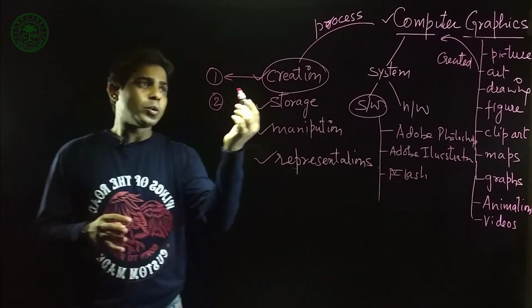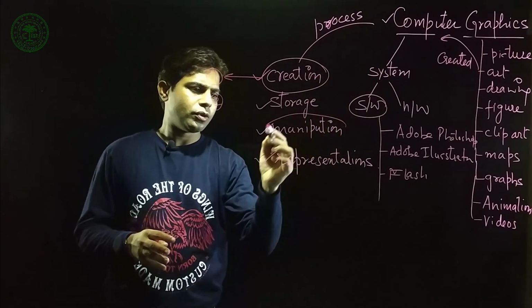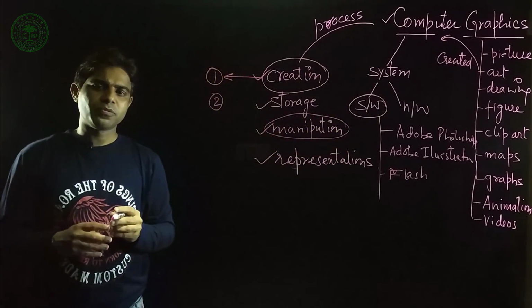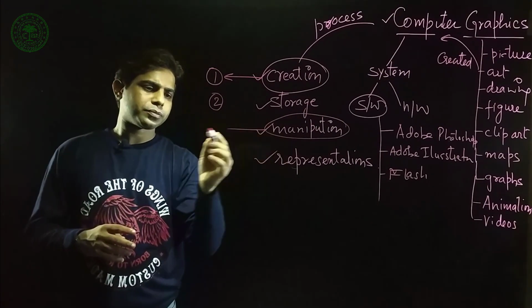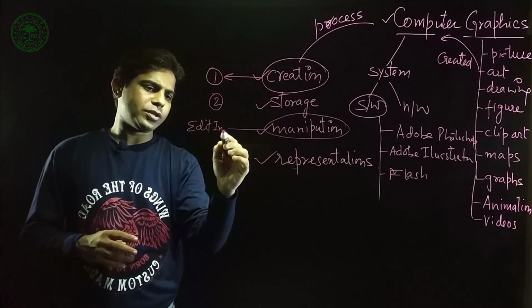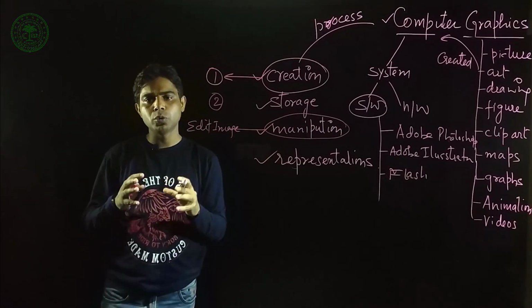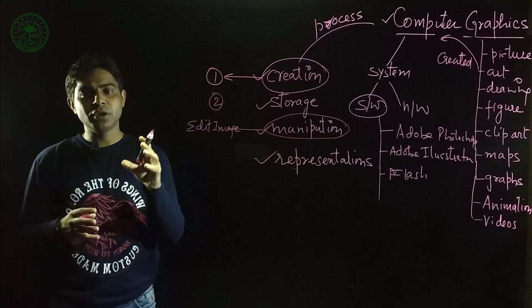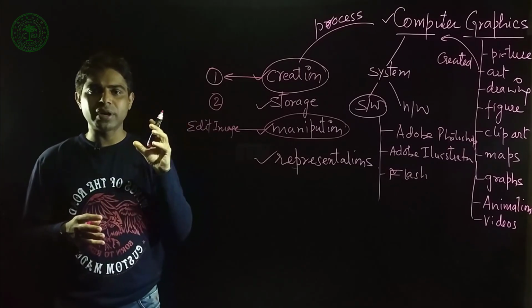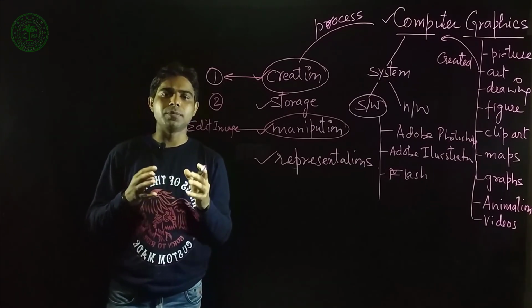You can deal with the images in the manipulation phase. That means if you want to edit the images, if you want to make some changes, or if you want to modify your image, for example, you want to increase the contrast or lower the brightness, that is the manipulation of the image.